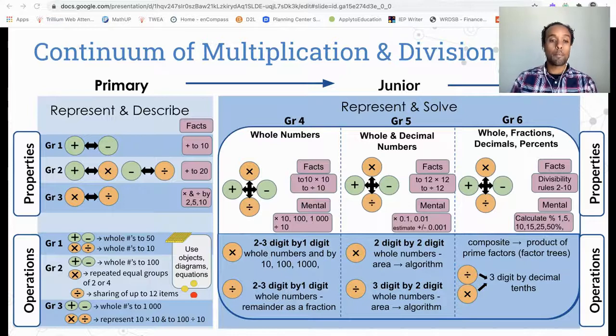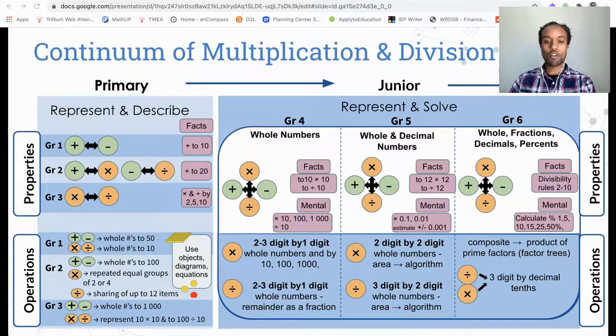They're dividing 2 to 3 digit numbers by 1 digit number and representing any remainders as fractions. In grade 5, students are multiplying up to 2-digit by 2-digit whole numbers, and they're dividing up to 3-digit by 2-digit whole numbers.